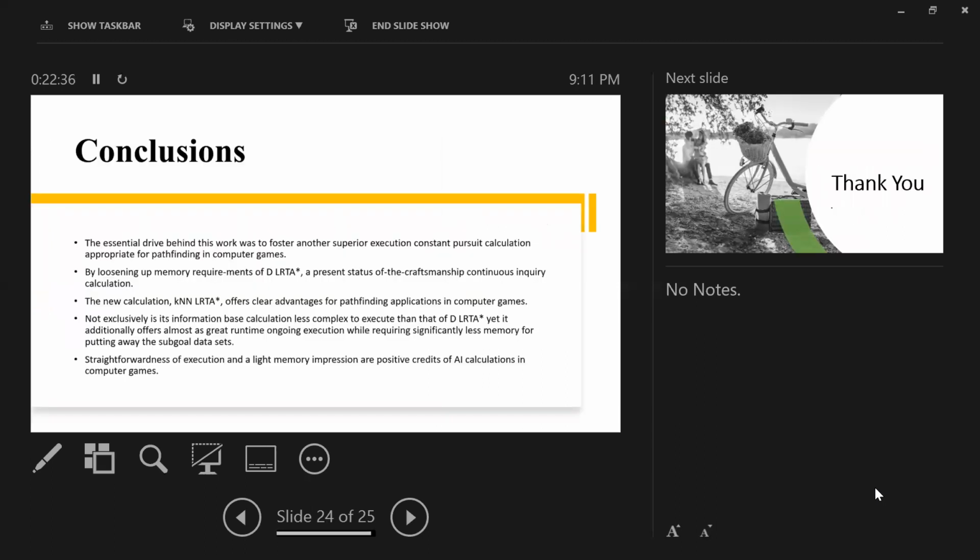And finally, we can conclude that the essential drive behind this work was to foster another superior execution, constant pursuit calculation appropriate for pathfinding in computer games. Like as we told you, in artificial intelligence, by loosening up memory requirements by this technique, which we call DLRTS search. So a present status of the continuous inquiry calculation, the new calculation KNN LRTS search offers clear advantages for pathfinding applications in computer games. Not exclusively is its information-based calculation less complex to execute than the DLRTS search, but straightforwardness of execution and light memory impression are positive credits in AI calculations in computer games.